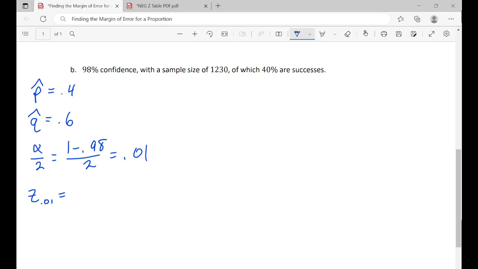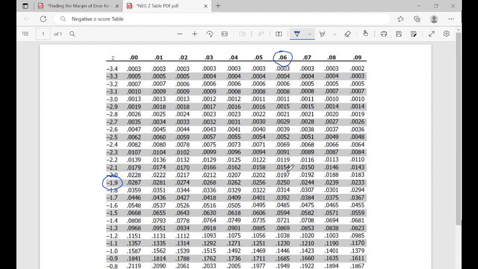Again, we're going to go into our table, and we're going to look for the closest to 0.01. In this case, it's going to be this value right here. It's a little bit closer to 0.01 than this one. So our critical value is 2.33.